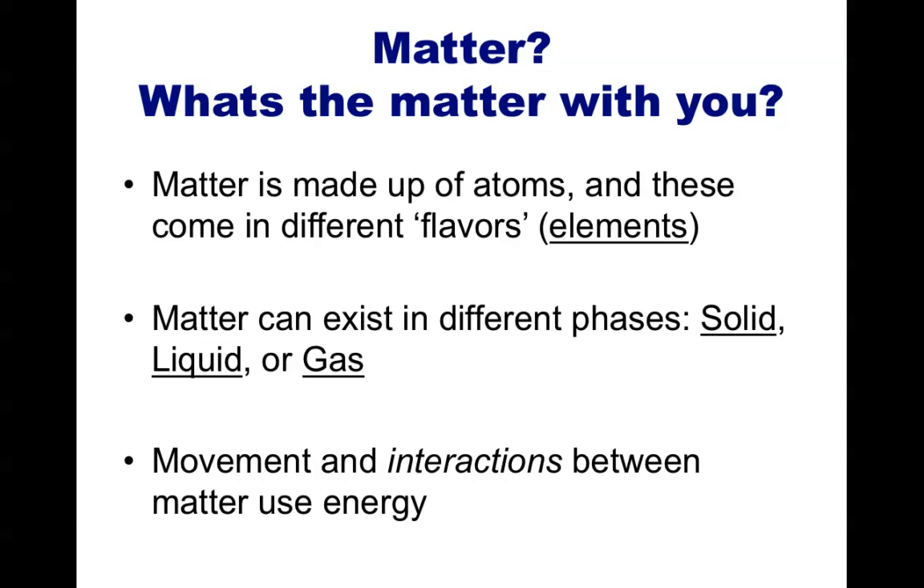Elements and matter can exist in different phases: solids, liquids, and gases. Certain elements and molecules are normally found in one or more of these phases, and they can change between phases while remaining the same element. In other words, these phases differ in how the atoms in the matter move relative to each other. This movement of atoms and interactions between different atoms requires energy.